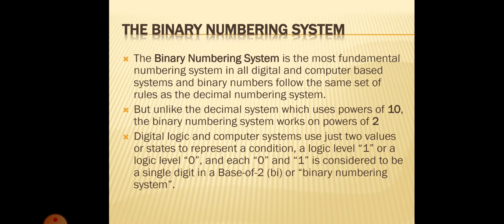The binary numbering system is the most fundamental numbering system in all digital and computer based systems, and binary numbers follow the same set of rules as the decimal numbering system. It means it uses the same set of rules, but we just have to replace the power of 10 by power of 2. The second point is, unlike the decimal system which uses power of 10, the binary number system works on power of 2.